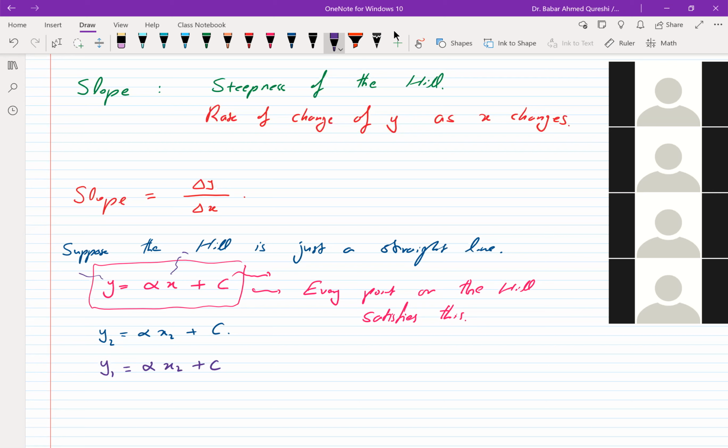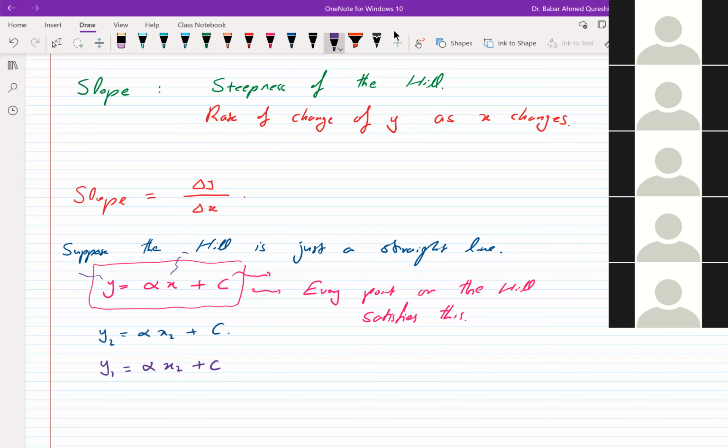Yes, Ibn Masood, your question? How do you derive this? Well, right now I'm not deriving it. I'm just recalling it, and just take it as a fact, if you don't recall it from high school. If it's a straight line, then all the points on this are described by this equation.